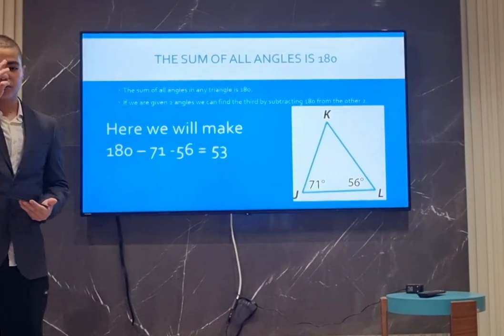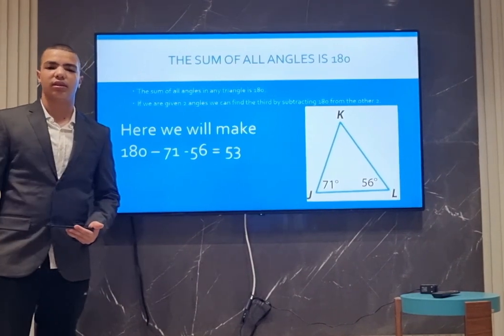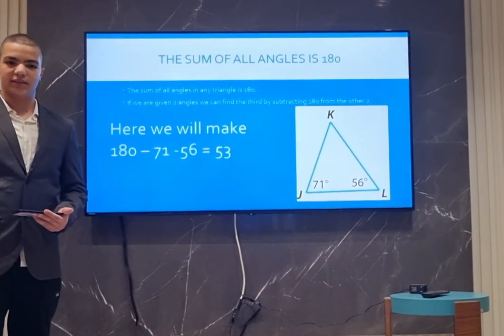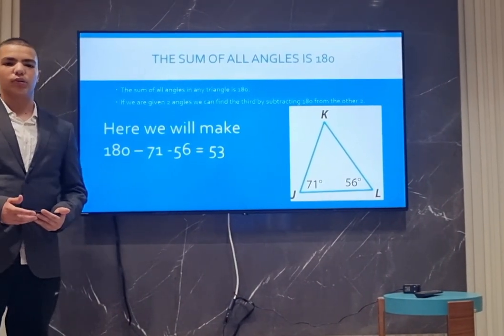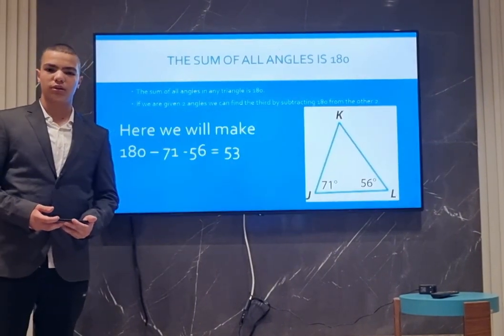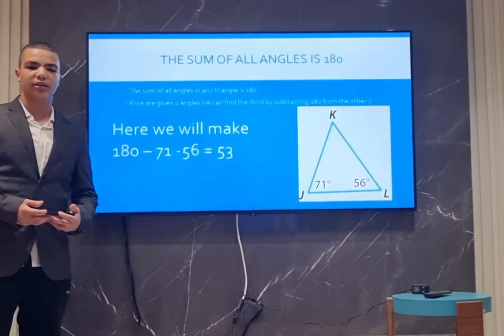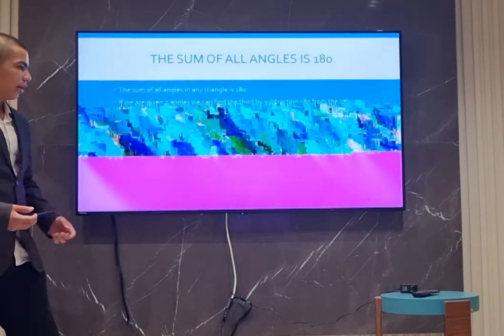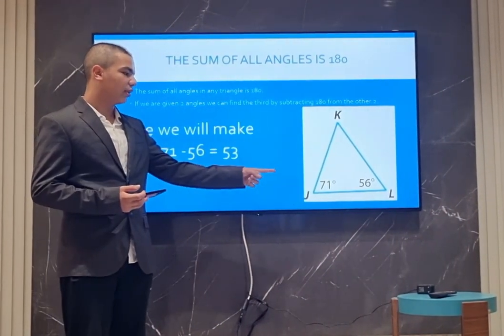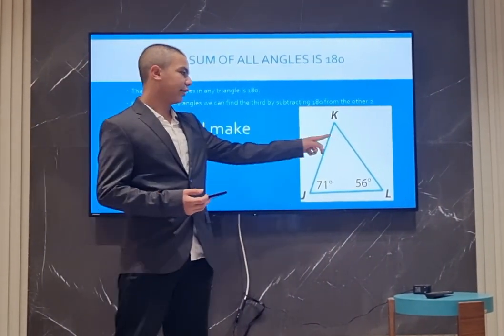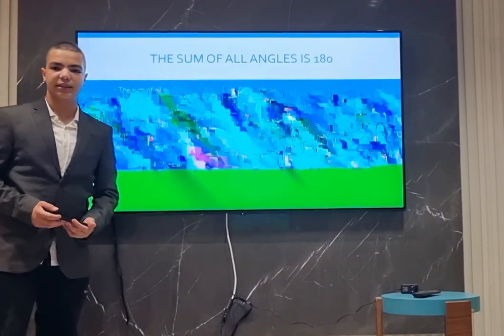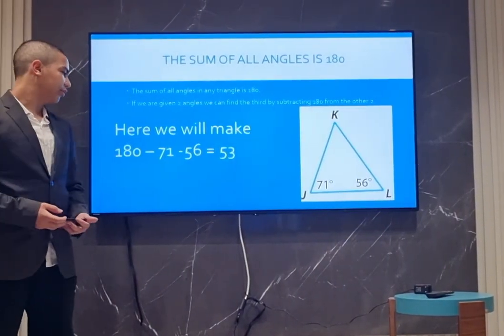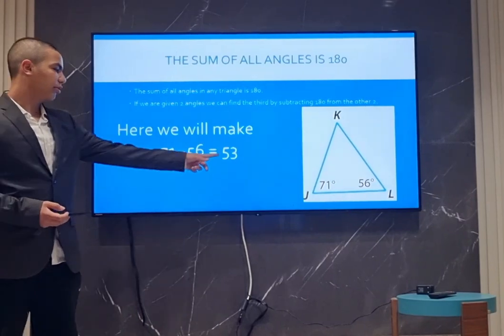Okay. The sum of all angles in a triangle is 180. So if we are given two angles and we want to find the third one, we will do 180 minus the two angles that are given. Like this triangle, we have 71 and 56. To find angle K, we do 180 minus 71 minus 56, and the answer will be 53.